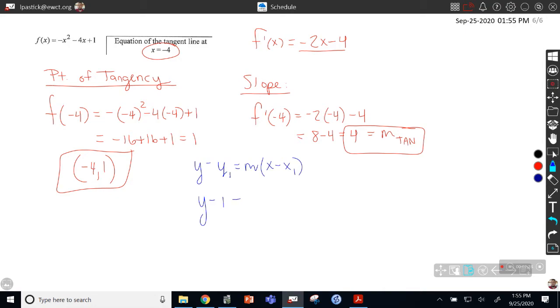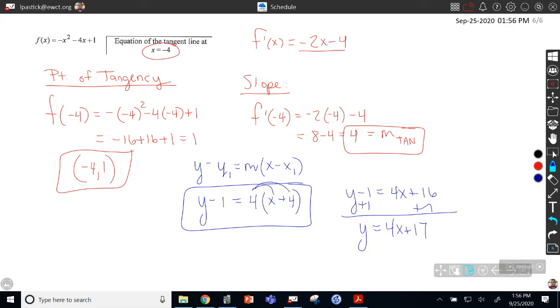y minus 1 equals m, which is positive 4, parentheses x minus x1, so x minus negative 4 is plus 4. After that, you can leave it like that. That is totally acceptable. You could also change it into slope-intercept form, so I'll do that real quick. And upon doing that, I have another form of my tangent line equation.